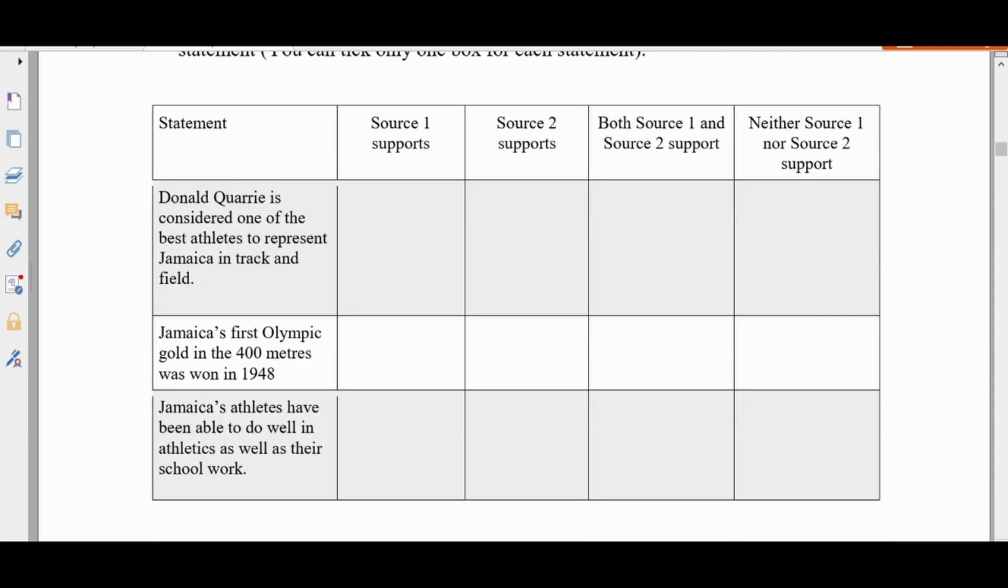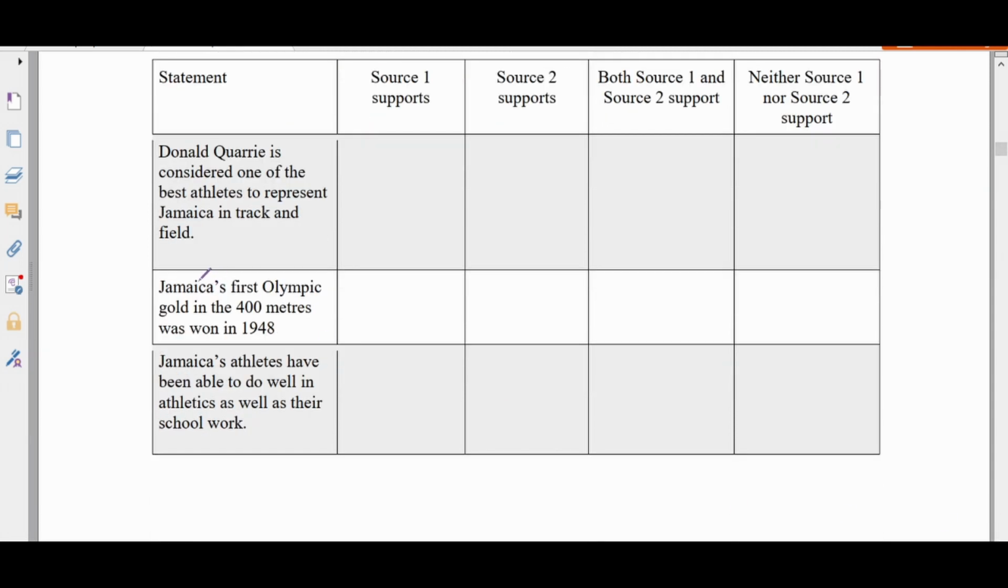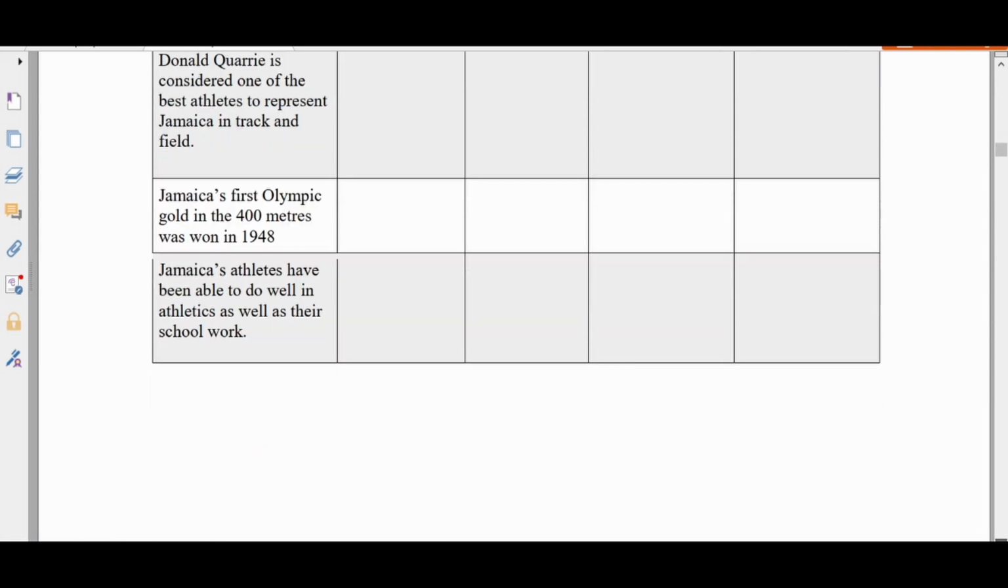Alright, so let's go with this. Jamaica's first Olympic gold was won in the 400 meter in 1948. Next one, Jamaica's athletes have been able to do well in athletics as well as their school work. All right, and let's go on now.